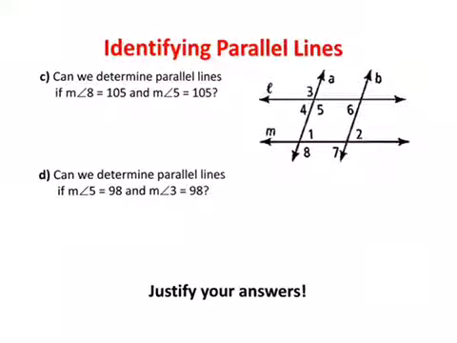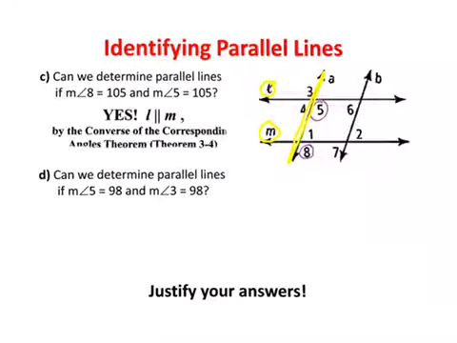Question C, can we determine parallel lines if angle 8 is 105 and angle 5 is 105? So basically, if this angle and this angle are the same measure, which makes them congruent, can we determine parallel lines? Well, yeah, because that means this is our transversal, those are corresponding angles, so that means L and M must be parallel by the converse of corresponding angles theorem.